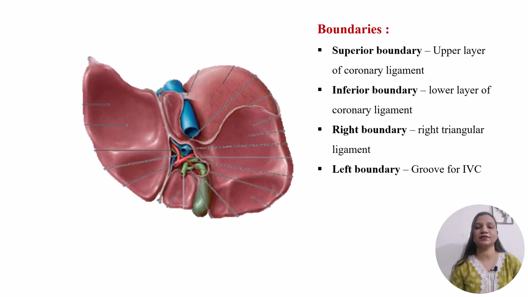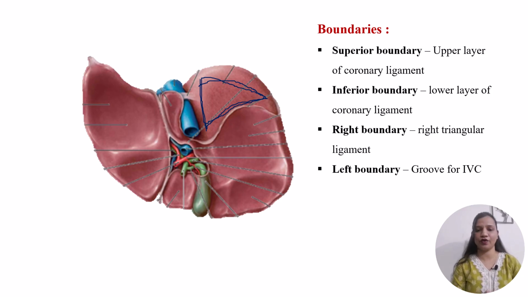So, now let us understand what the bare area of the liver is. You can appreciate here in this picture, this portion is actually the bare area of the liver. And what are the boundaries of this bare area? I have already mentioned that the bare area is the area which is devoid of peritoneum. That means no peritoneum is present or attached in this area.